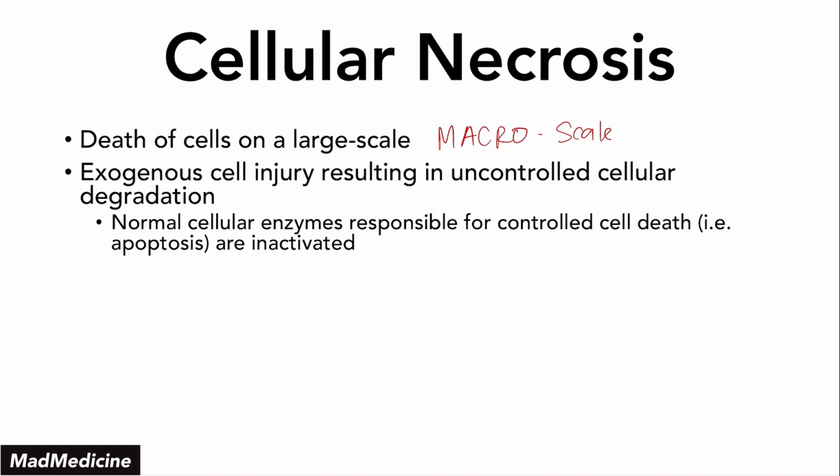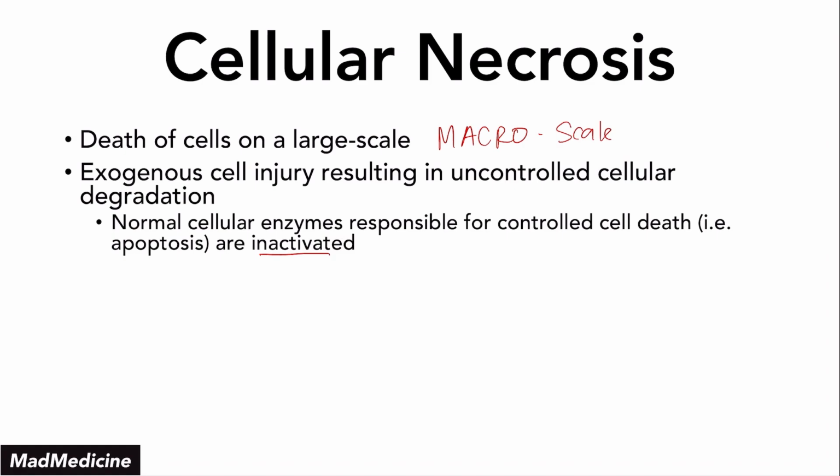Now, normal cellular enzymes are responsible for controlled death, okay? Those normal cellular enzymes are inactivated in necrosis, because this is not a controlled cell death. This is happening extracellularly. The cell does not want to die, so those normal cellular enzymes turn themselves off because that's their only way of preventing the cell from being killed off even more, right?